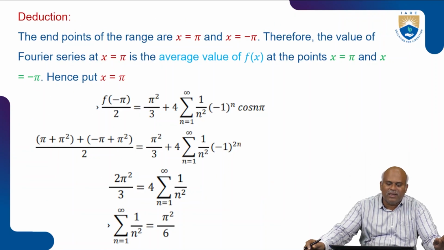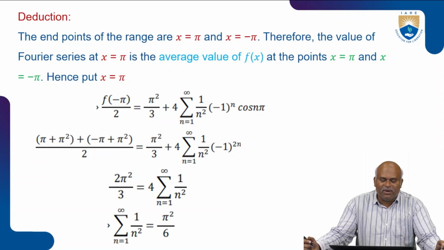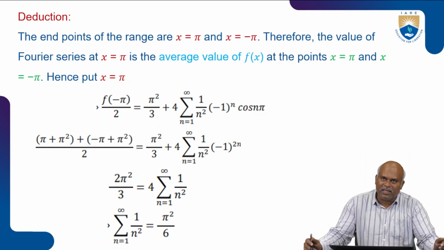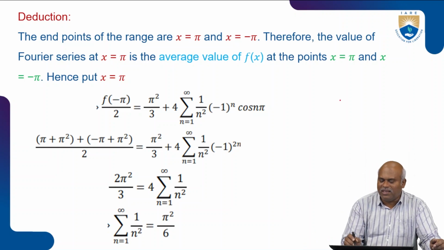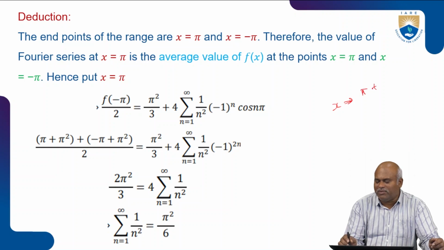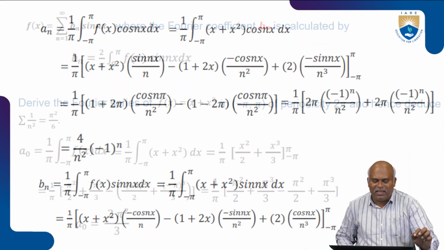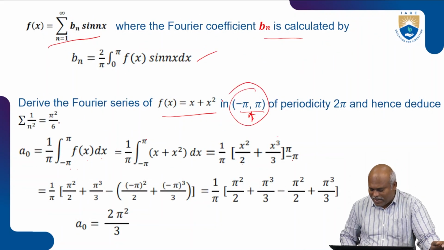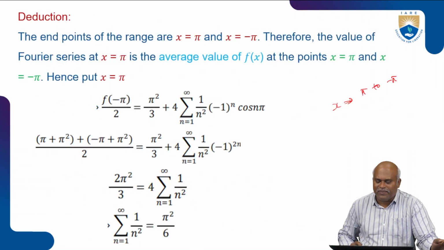Next, we go for the deduction. For the deduction, the end points of the range are plus pi and minus pi, the end points of the periodic signal. Here, the end points of the signal are given as minus pi to plus pi. Now we take minus pi to plus pi.